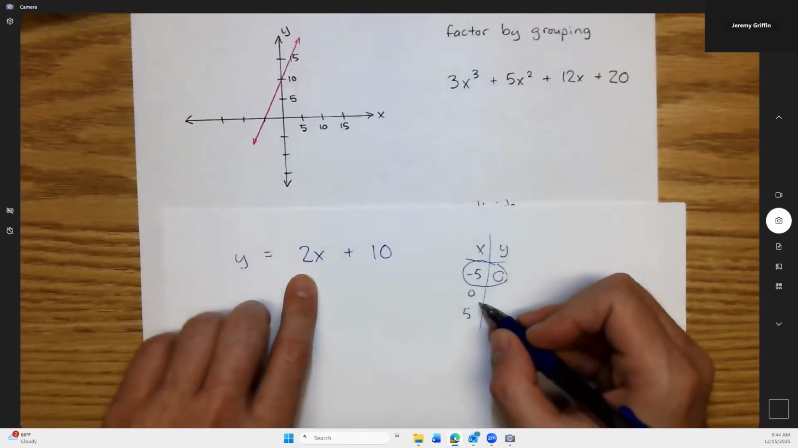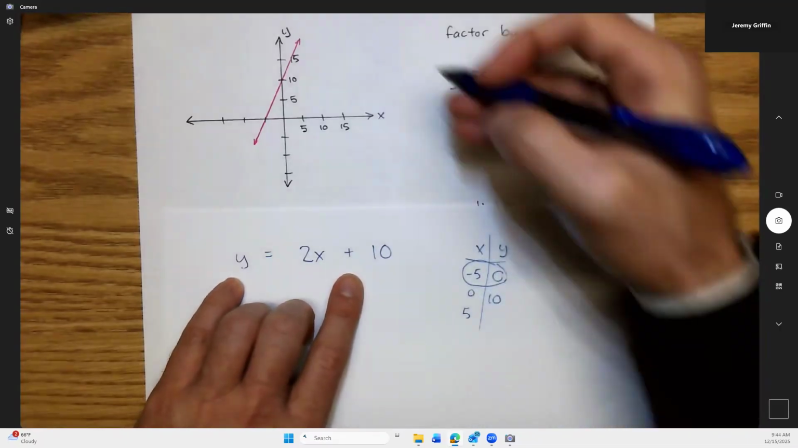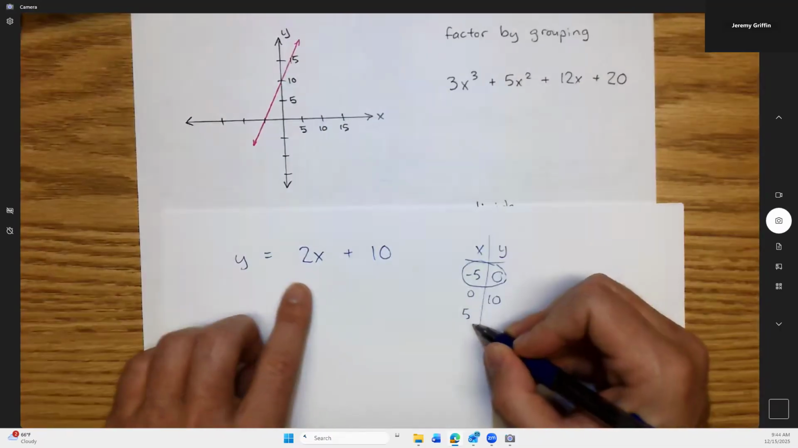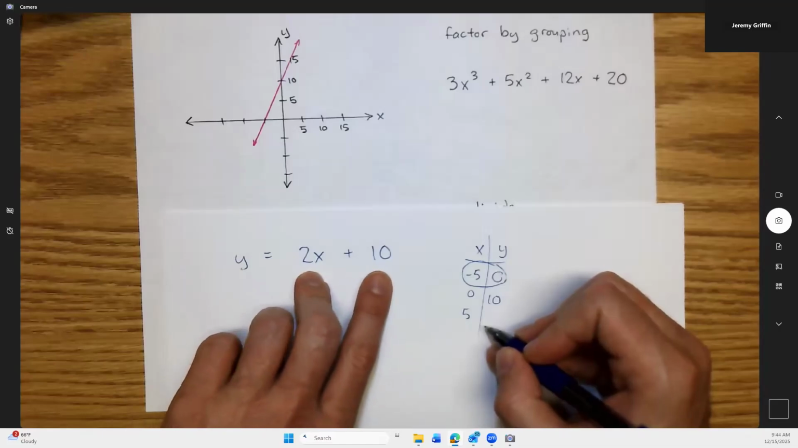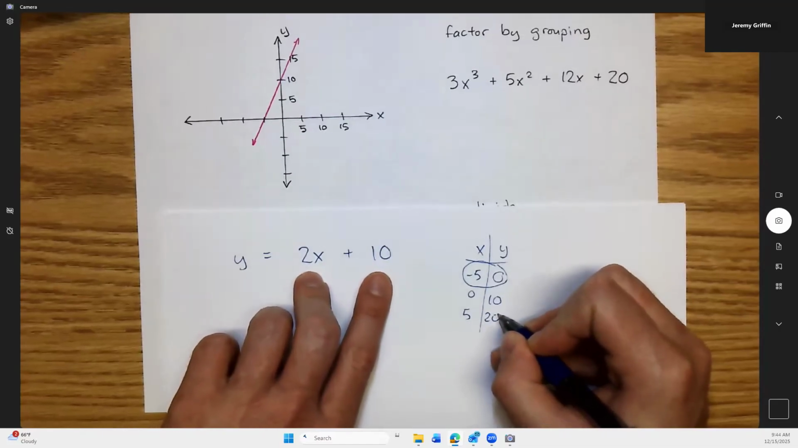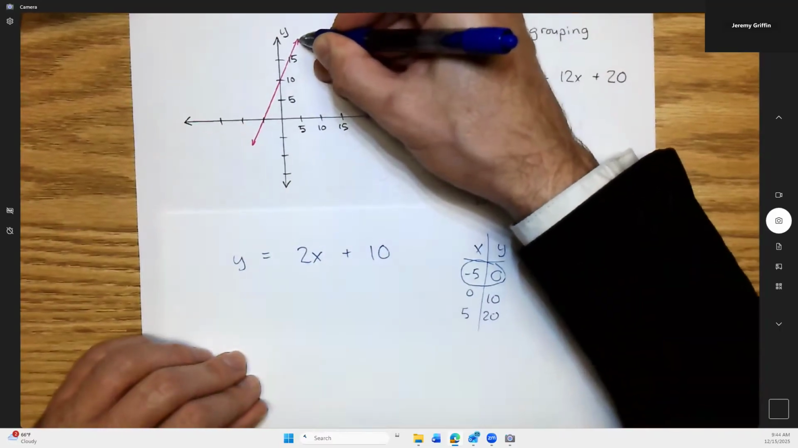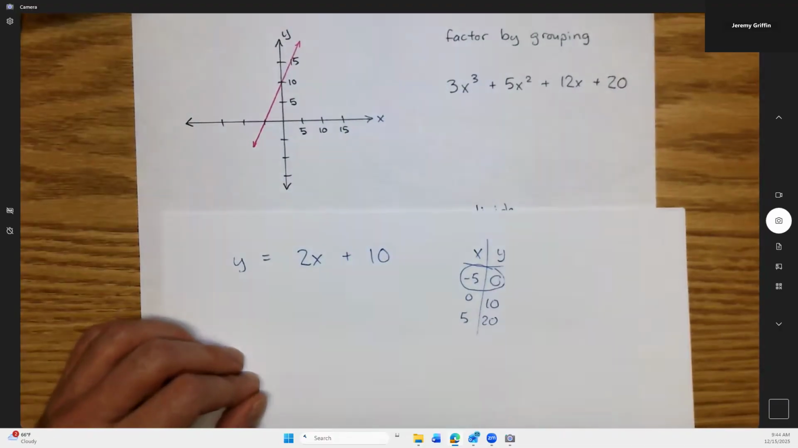What if you plug in 0? What do you get? 10. Yeah, it comes out to 10. Which would be the y-intercept? Yeah, 0, 10. That's that point right there. What if you plug in 5? What do you get? 10 and 10 make 20. So the point 5, 20. That's like right here. Right. First, you can keep going. Hey, you can always do that.